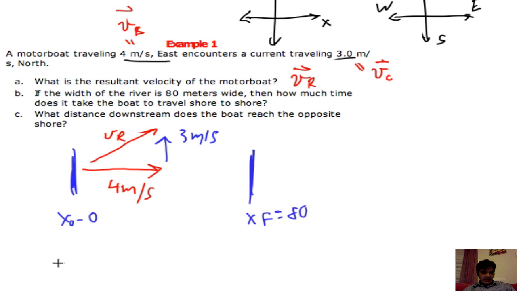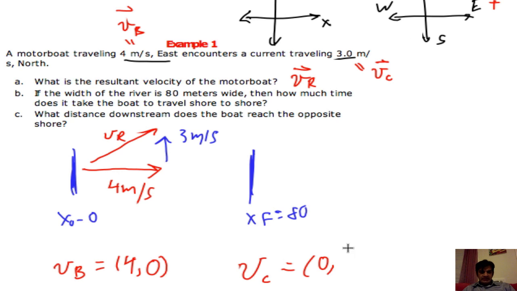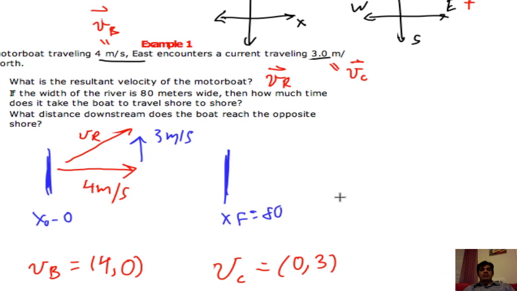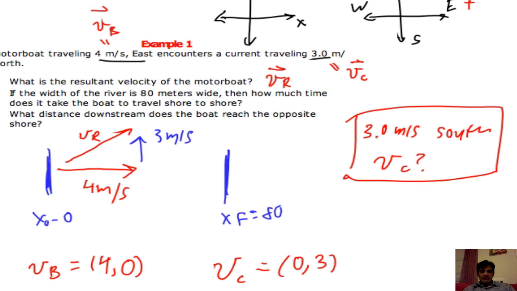So V of the motorboat, since it's traveling east, and east is this direction, which is positive x. We have no part of the boat's speed north. And then we have the current going 3 meters per second north. So that's going to be 0 in the east-west direction and 3 meters north. Now here's a question. If this were 3.0 meters per second south, how would you write the V of the current? What would that be? It's a little something to think about.